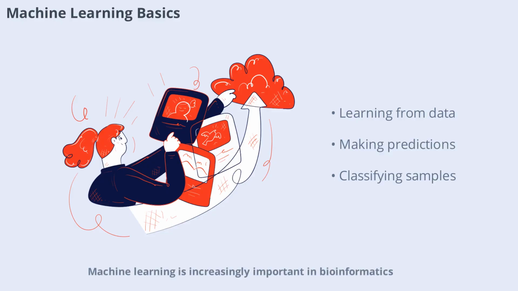Machine learning is increasingly important in bioinformatics. It involves algorithms that learn patterns from data and make predictions or classifications. Supervised learning uses labeled data to train models, while unsupervised learning finds hidden structures without labels. Applications include predicting protein functions, classifying diseases, and identifying biomarkers. Statistical foundations ensure that machine learning models are robust and generalizable to new data.